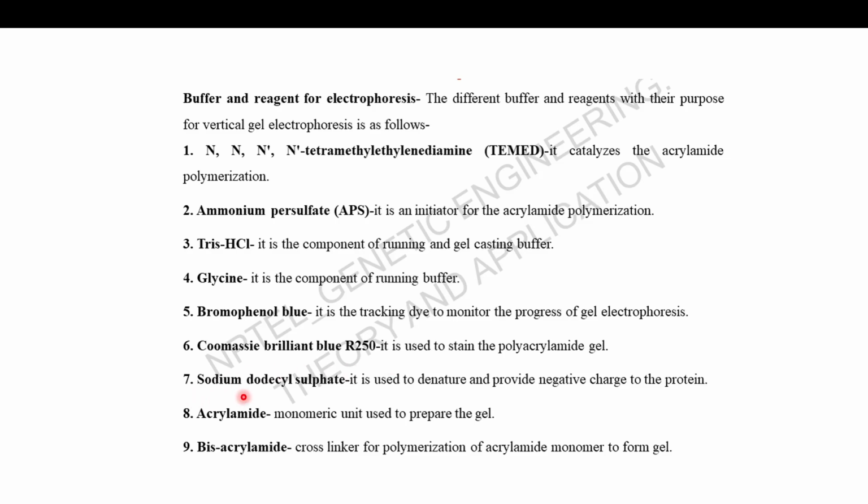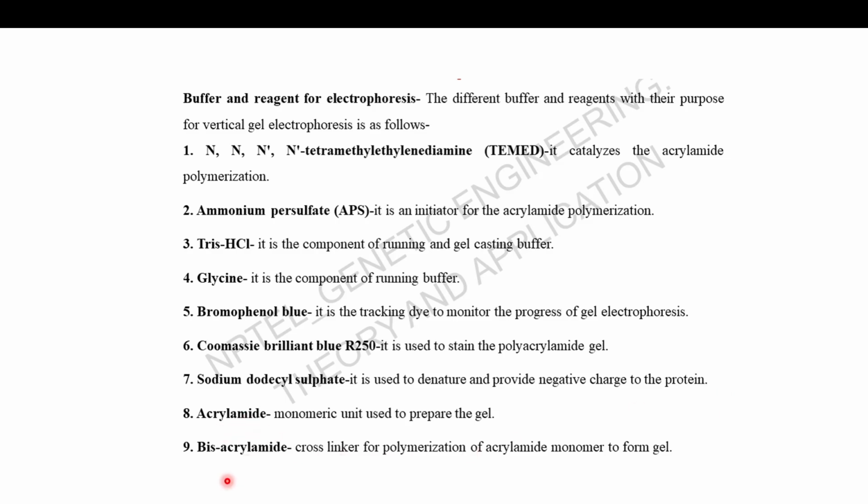Okay, then there's SDS, which we have talked about multiple times, an anionic detergent. It is used to denature and provide negative charge to the protein, because in the previous slide we talked about how we need to mask the intrinsic charge of the protein. We can't really remove it, but we can mask it. So SDS does this work: it coats the protein uniformly and imparts a negative charge to the overall protein.